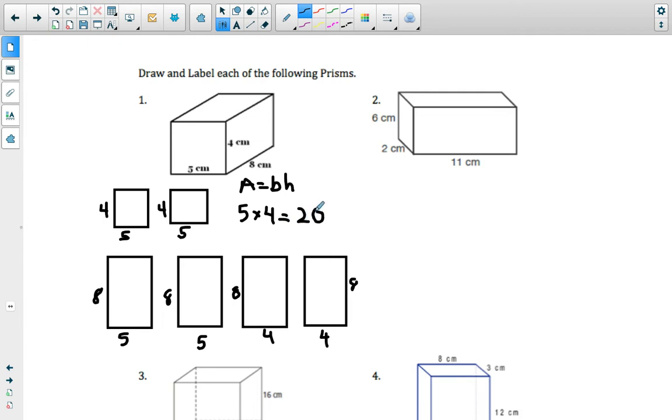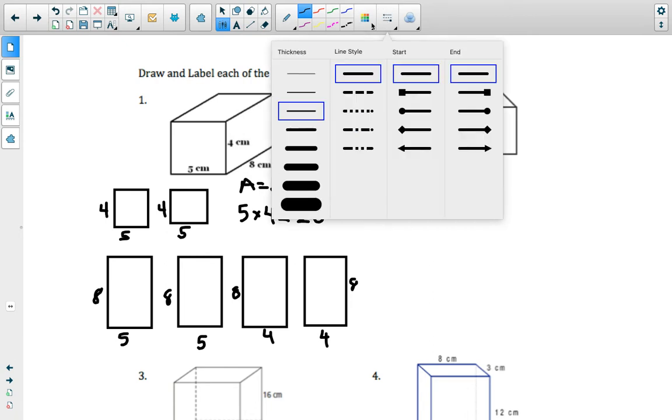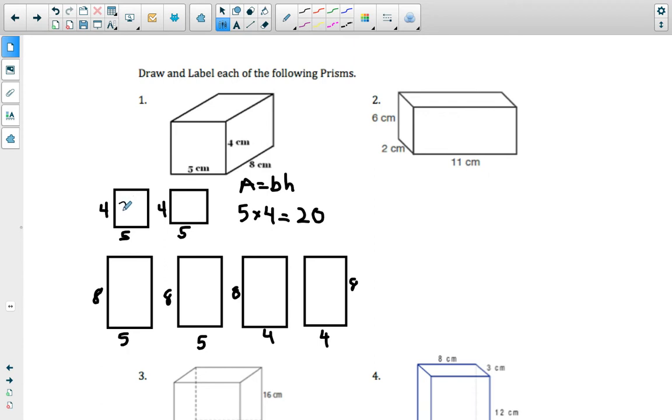I sometimes write it right in the middle. I'm going to see if I can go to my skinny pencil because I like my skinny pencil best. 20 centimeters squared. I sometimes write them in the middle. That way I know I did them all.